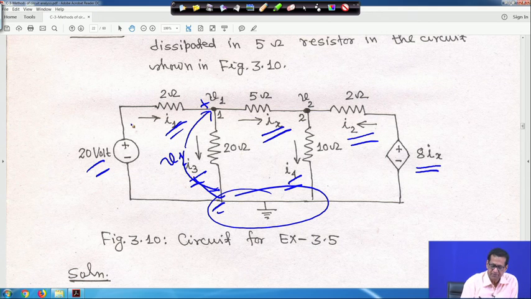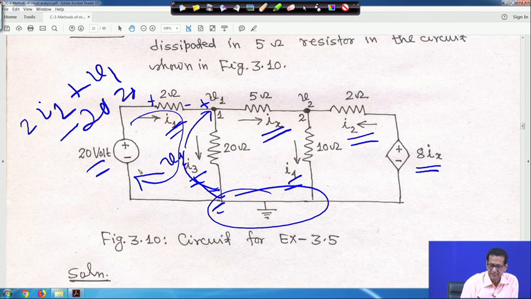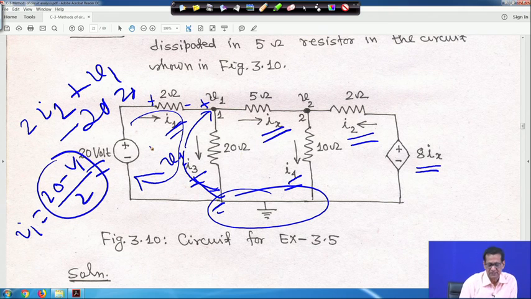So if you now apply KVL in this loop, as I told you in previous cases, what will you get? You will get 2 into I1, because it is encountering the plus terminal first. Here also, if you mark polarity, it is plus minus, so 2 into I1 plus V1, then minus 20 equal to 0, because it is encountering the minus terminal first. That means I1 is equal to (20 minus V1) divided by 2. This is the equation for I1. This way you have to obtain it, otherwise you cannot solve.